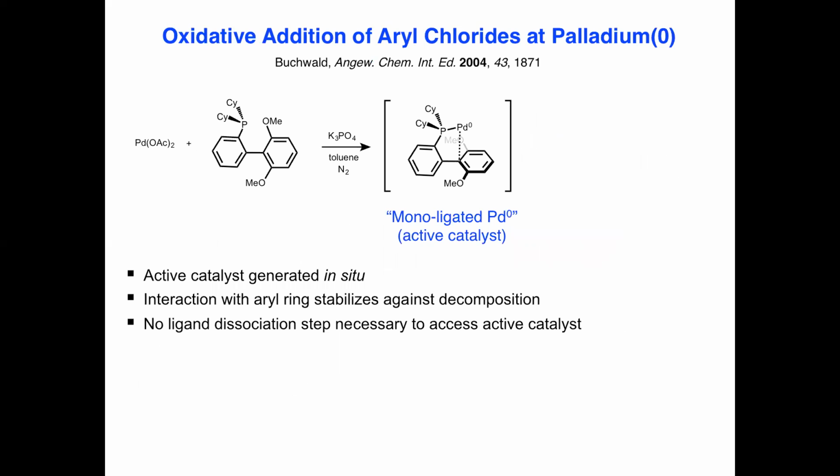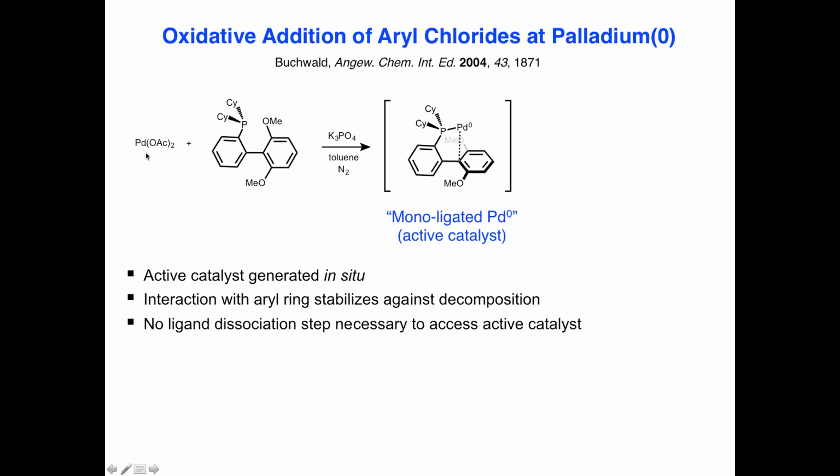Okay, so one method that can be used to help overcome that problem of getting a lot of monoligated palladium zero in solution to do oxidative addition of something like an aryl chloride is to use these really fancy biaryl-based phosphines. These were really made popular by the work of Steve Buchwald at MIT in the early 2000s. So these active catalysts are then formed not by dissociation of a phosphine from a higher coordinate species, but they're actually produced in situ.